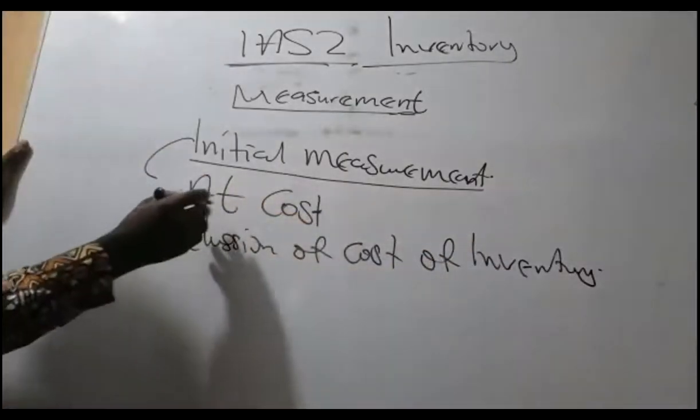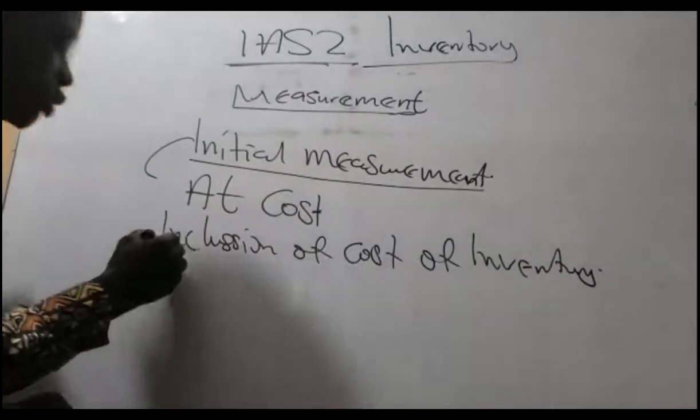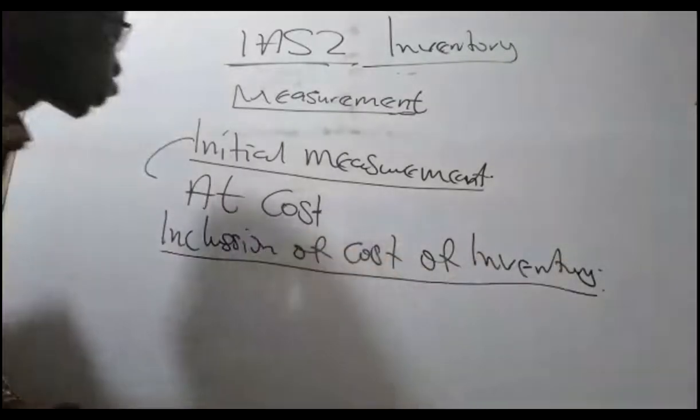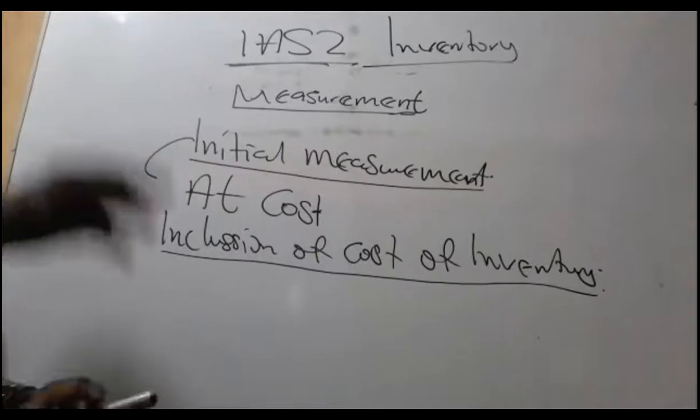So initial inventory must be measured at what? At cost. How much you acquire. Okay. So inclusion. Now, the cost of inventory must comprise of 3 items.